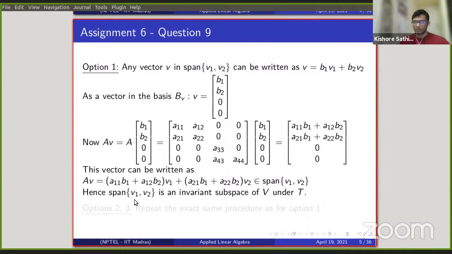So we take an input vector from the span of V1 and V2. It spits out an output which is also in the same subspace, the span of V1, V2. And hence, by the definition of an invariant subspace, the span is an invariant subspace of V under T. And options 2 and 3 are exactly the same. Option 2 dealt with the span of V3, V4. Option 3 dealt with the span of V1, V2, V4. You can follow the exact same procedure and just check that these two will also be correct.